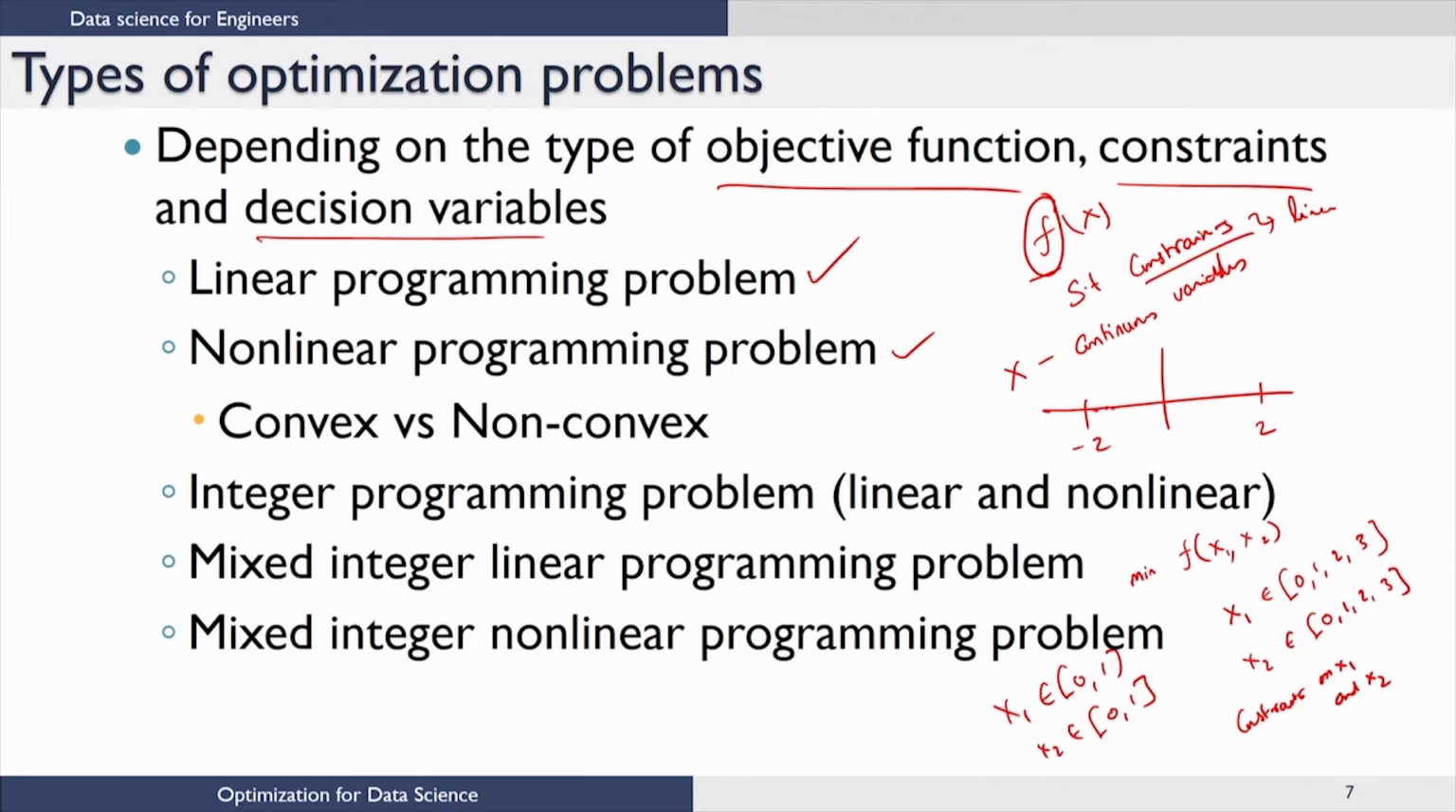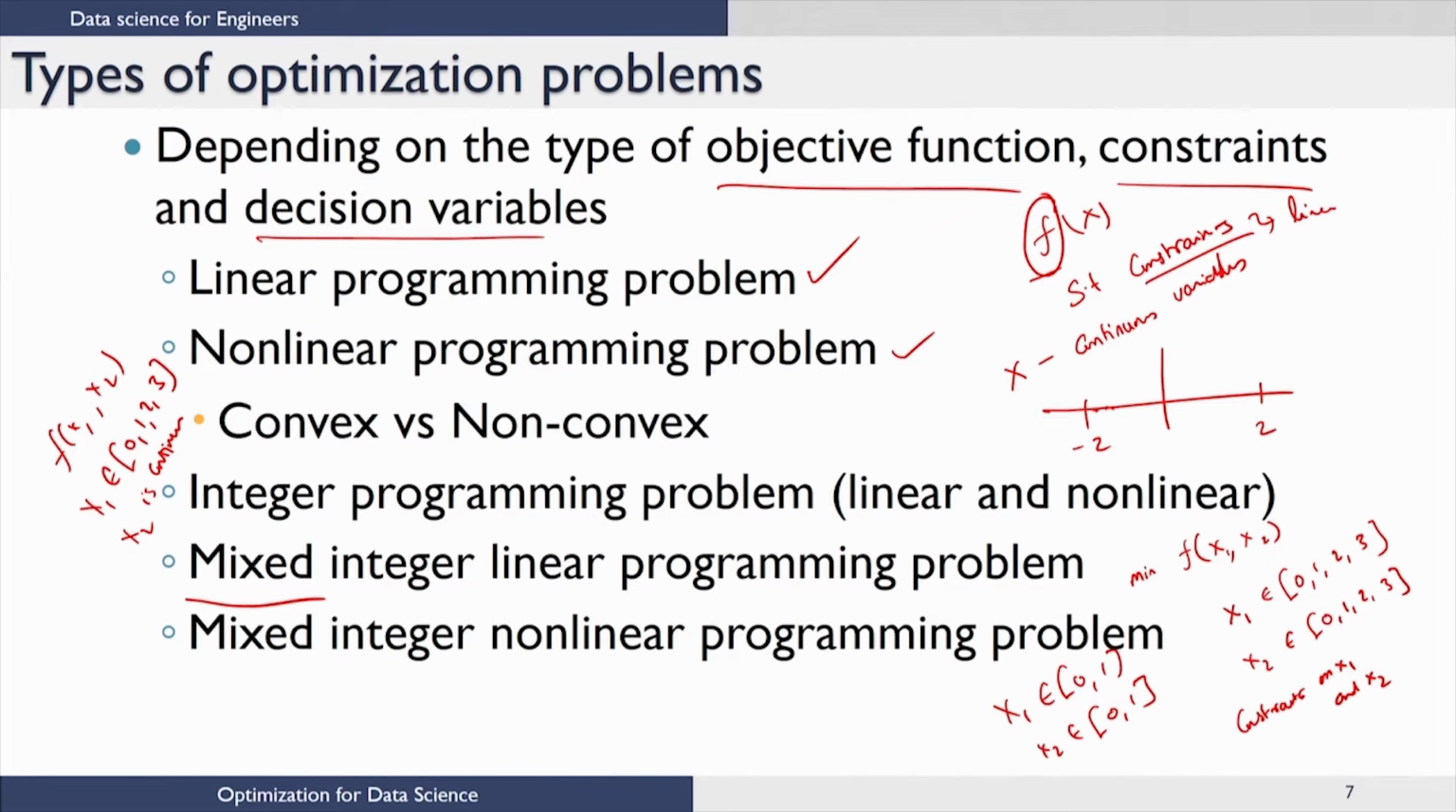Now, when you combine variables which are both continuous and integer, so for example, in this case when I have f of x1 comma x2, let us say x1 has to take a value 0, 1, 2, 3, whereas x2 is continuous, it can take any value, let us say, within a range, then we have what are called mixed programming problems. And if both the constraints and the objective are linear, then we have a mixed integer linear programming problem, and if either the constraints or the objective become nonlinear, then we have a mixed integer nonlinear programming problem. So, these are the various types of problems that are of interest.